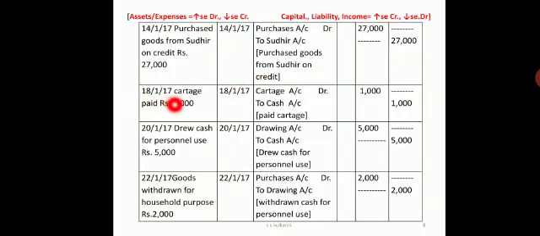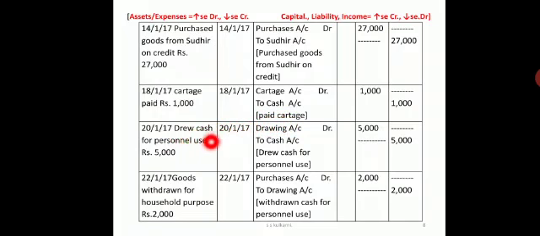Next, on 18.1, cartage paid rupees 1,000. Cartage is nothing but the amount which is spent on hand carts or any other amount. So it's a transportation expense, small expense on hand carts. So cartage is an expense which is paid 1,000. Now amount of cartage is paid in cash. So cash is reduced. So I will take it on the credit side because decrease in asset is credit. So 1,000. Narration, paid cartage.